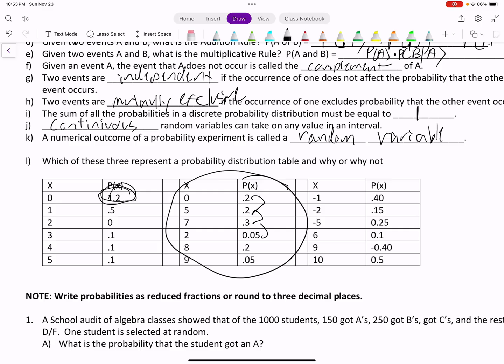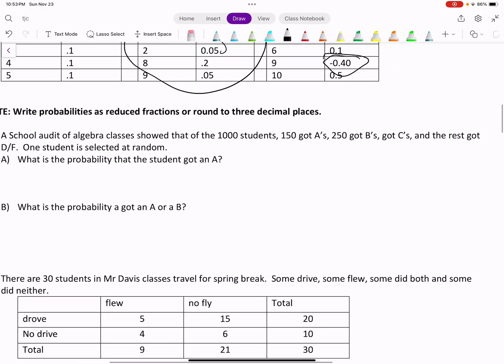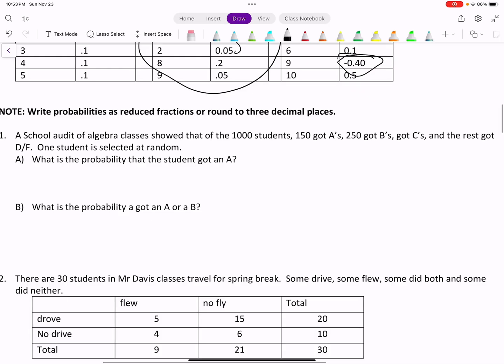The next one fails for various different reasons. One, the sum doesn't add up to 1, but it also fails because it has a negative probability, which doesn't exist. Okay, next question. A school audit of algebra class shows that of 1,000 students, 150 got A's, 250 got B's. I think something didn't print out in this. Let's say 100 got C's. Let's put that in there. And the rest got D's and F's.